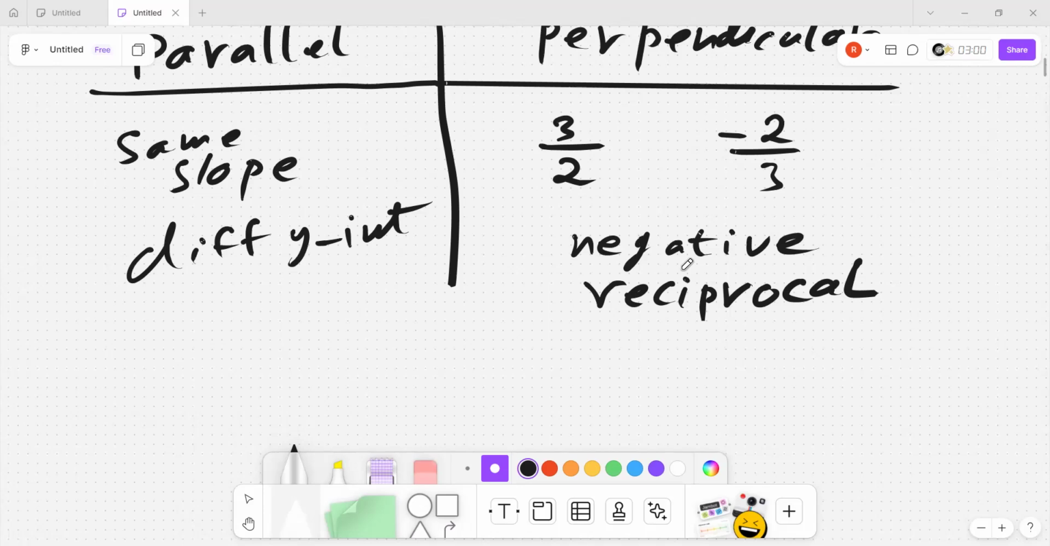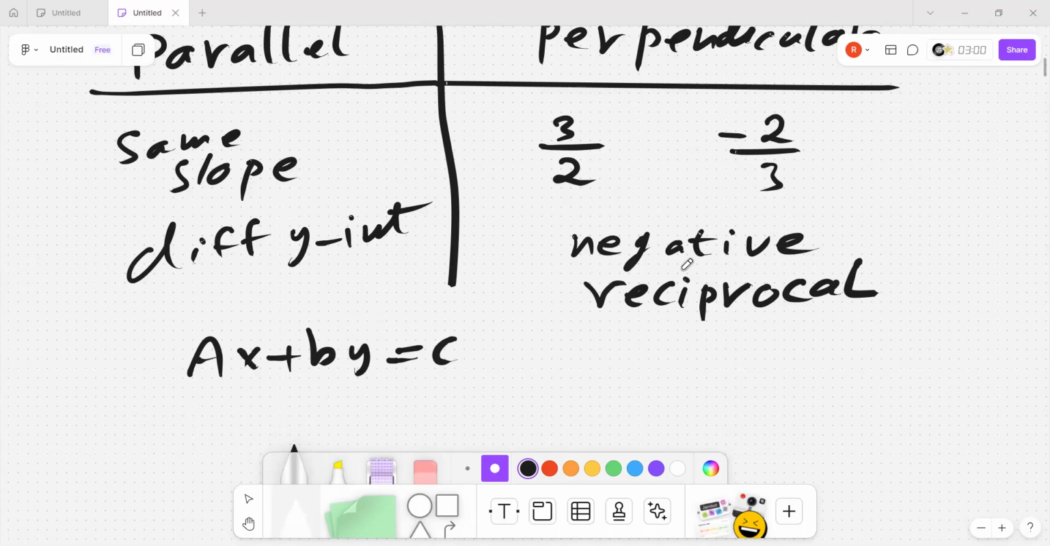The linear equation is not written only in the slope-intercept form. It can be written as standard form, ax plus by equals c. But how can I get the slope of a line if it's written in that form? So should I solve it for y and then find the slope? No, there is no need.